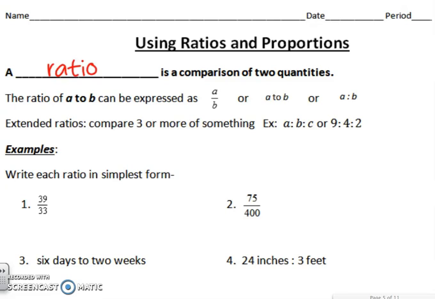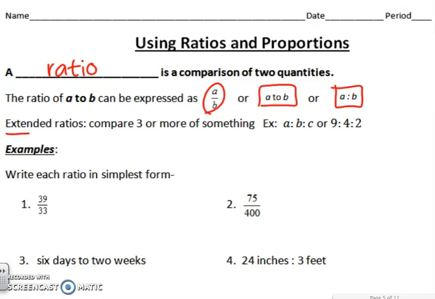The ratio of A to B can be written three different ways. We can write it as a fraction, A over B. We can write it with the word "to" in between, A to B. Or we can write it with this little colon, which represents "to". So you'd also read that as A to B.